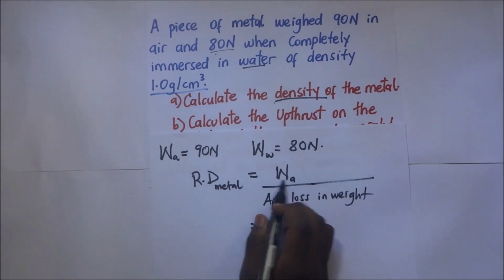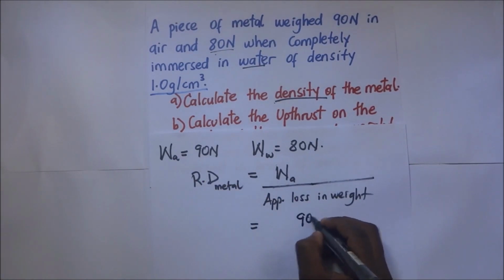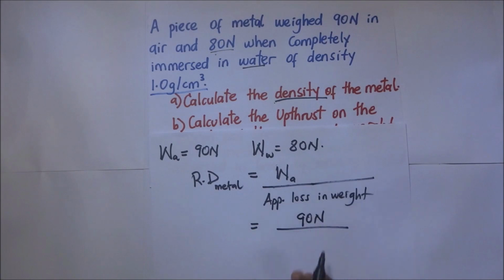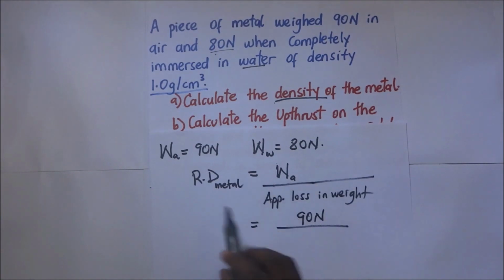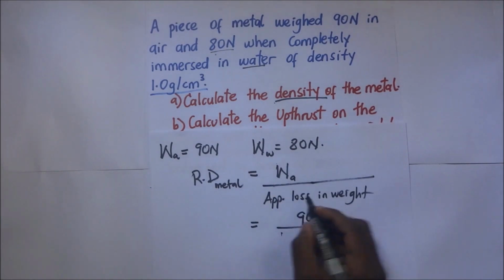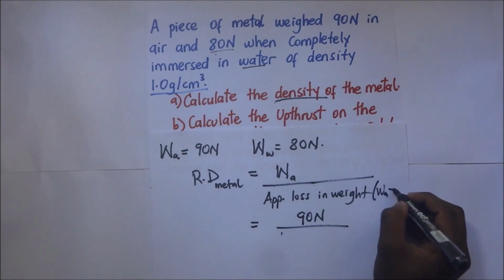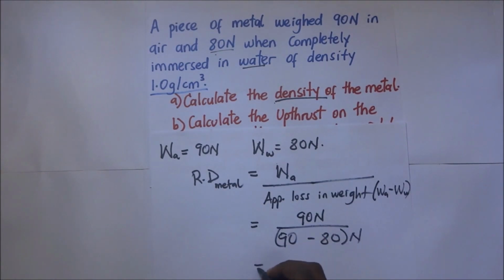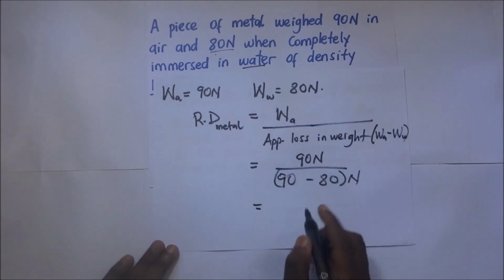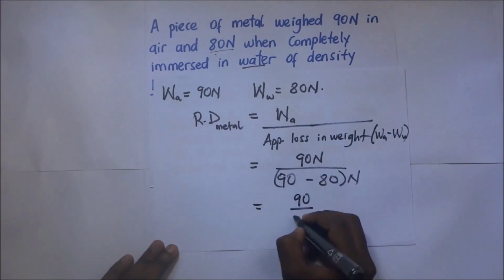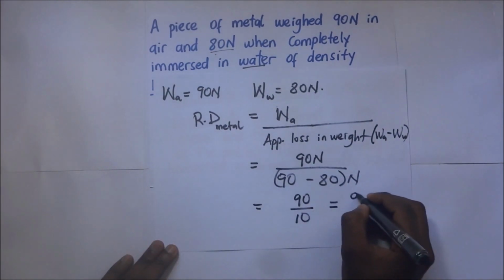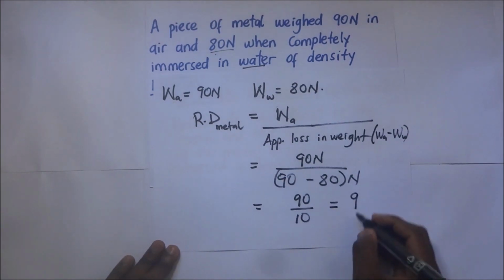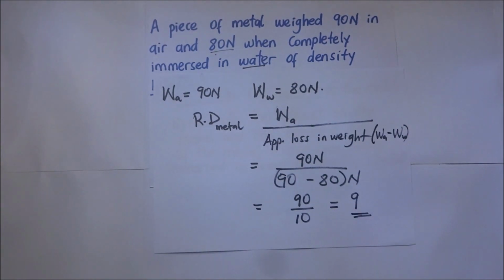So the weight of the metal in air is 90 newtons. Divide that by the apparent loss in weight. Of course, the apparent loss in weight here is its weight in air minus its weight in water. So in this case, it's going to become 90 minus 80, all in newtons, and we end up with 90 over 10. That is going to give us 9. That's the relative density of the metal.